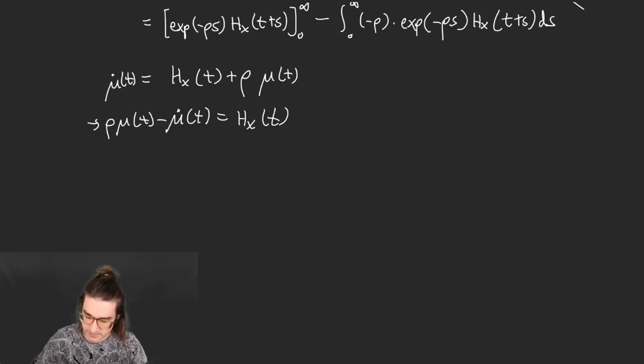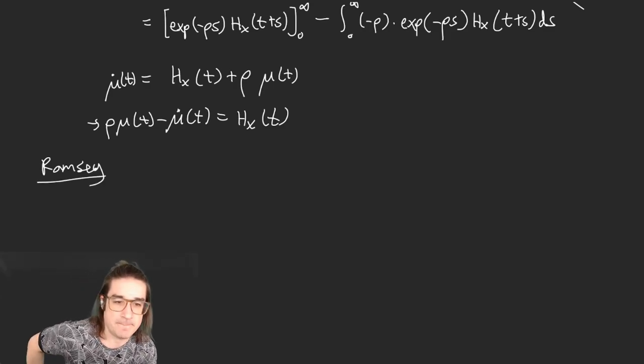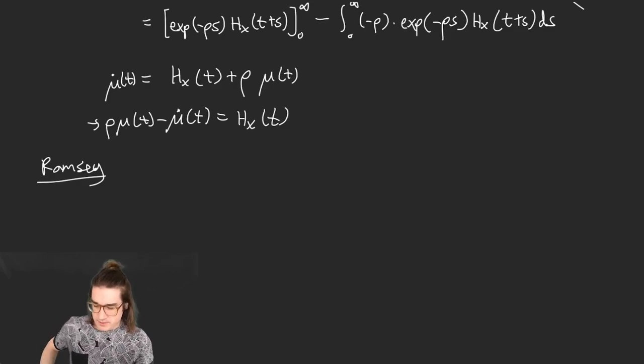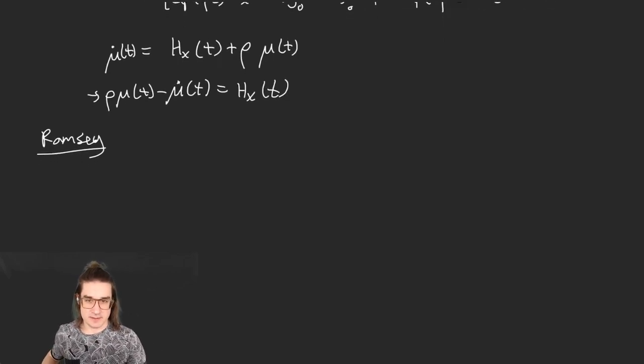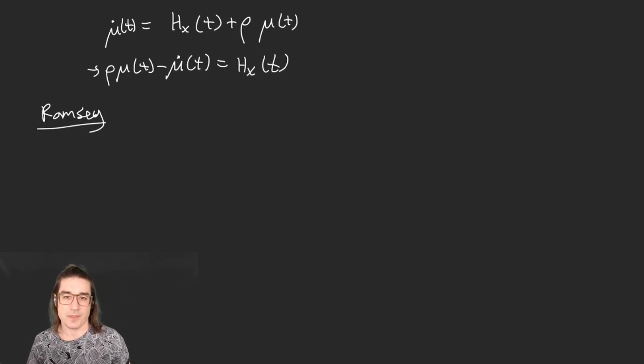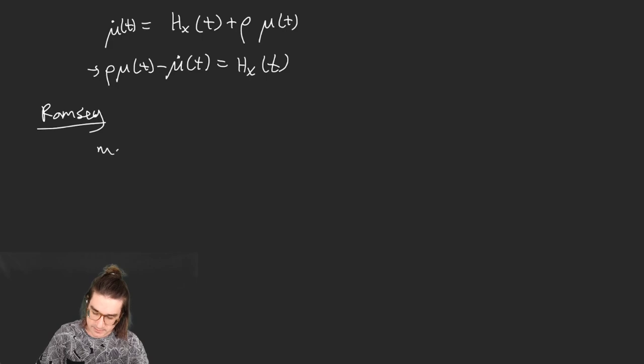We're going to take this approach and apply it back to Ramsey. So let's do that. The first thing we need to do is, we wrote out the optimization for the Ramsey problem. That's like max over a of t, c of t, this whole integral.